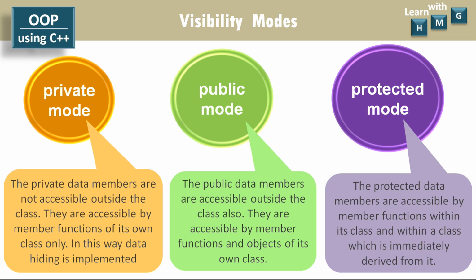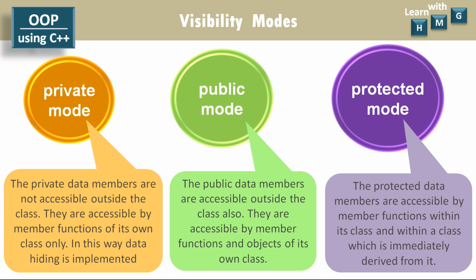Protected mode. The protected data members are accessible by member functions within its class and within a class which is immediately derived from it. So this protected mode is generally used in inheritance. It is useful in inheritance.